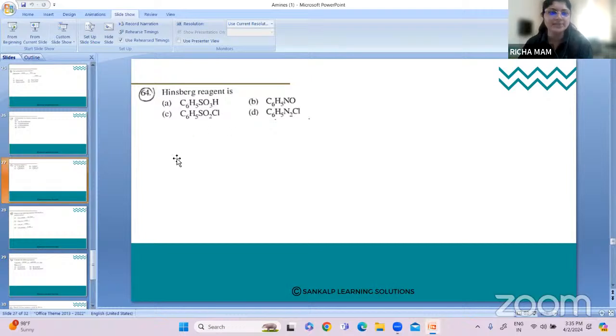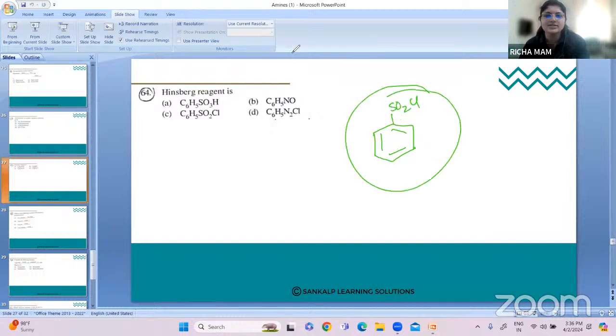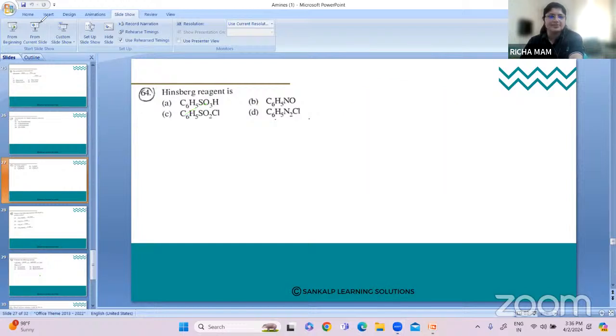What is Hinsberg reagent? Do you know what Hinsberg reagent is? Okay, so this is the Hinsberg reagent, option number C. Yes, Vedvati, your answer is correct. Very good. It is benzene sulfonyl chloride, which is called the Hinsberg reagent.